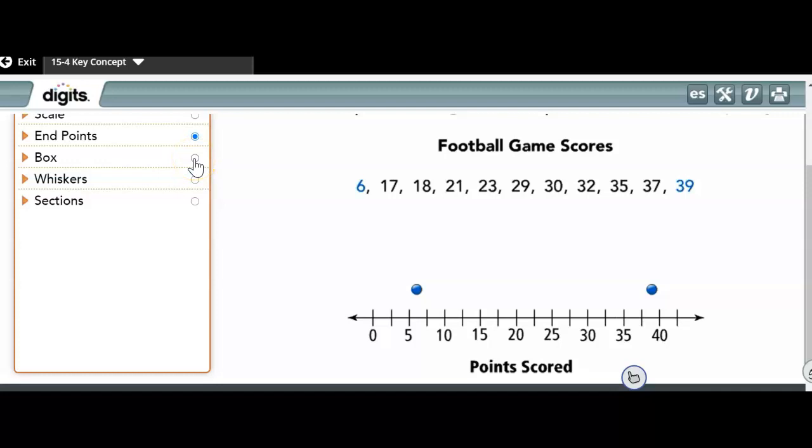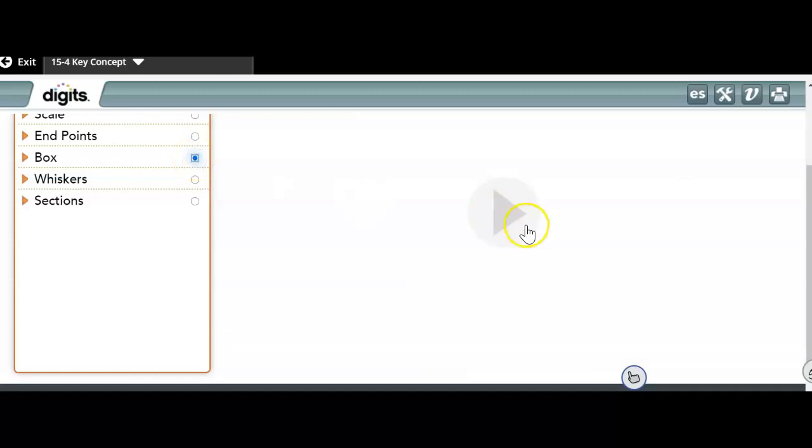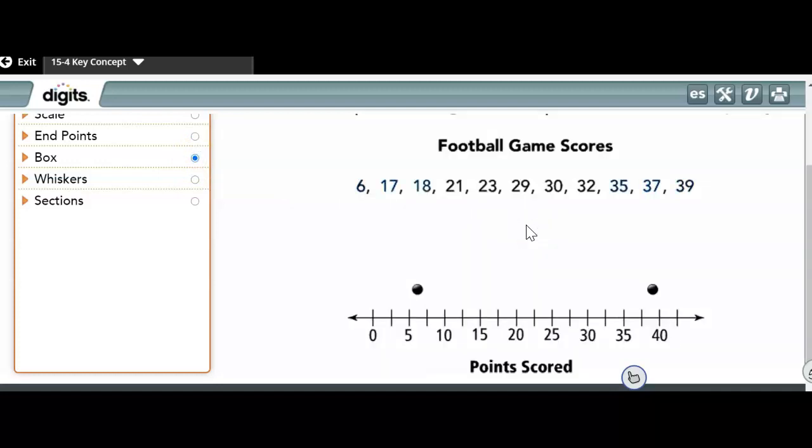So follow along here. The middle score is 29 points, so make a dot on the scale above 29. The middle of the lower scores is 18 points, so make a dot on the scale above 18. The middle of the higher scores is 35 points, so make a dot on the scale above 35.